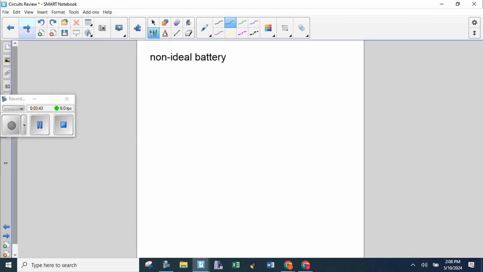All right. A non-ideal battery, I just wanted to make a mention of this because you might see something like this where they say ideal battery versus non-ideal battery. So over time, number one, batteries will eventually run out of the chemical reaction that's creating the voltage, right? But also, batteries have internal resistance that actually uses up some of the energy.